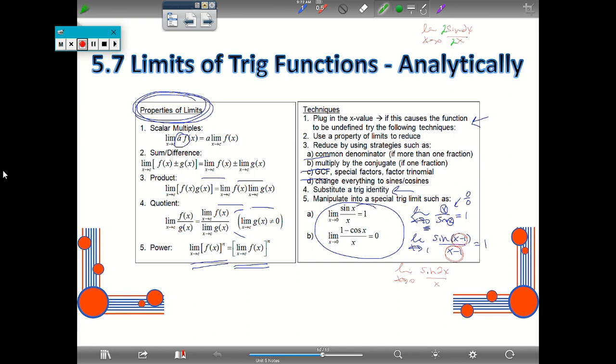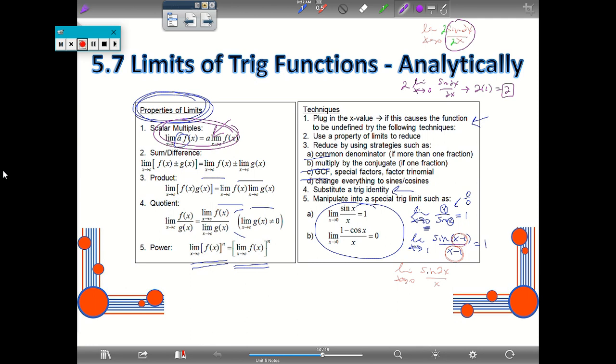And so this portion is the special limit. So I'm going to split it up: the limit as x goes to 0, bringing the 2 out, of sine 2x over 2x. I'm using this special limit property, so that is going to give me 2 times 1, or 2.